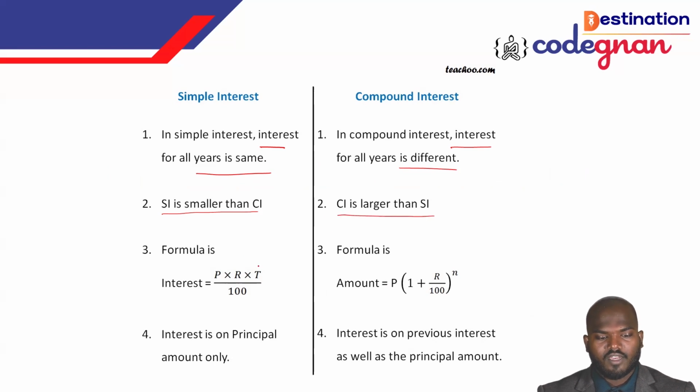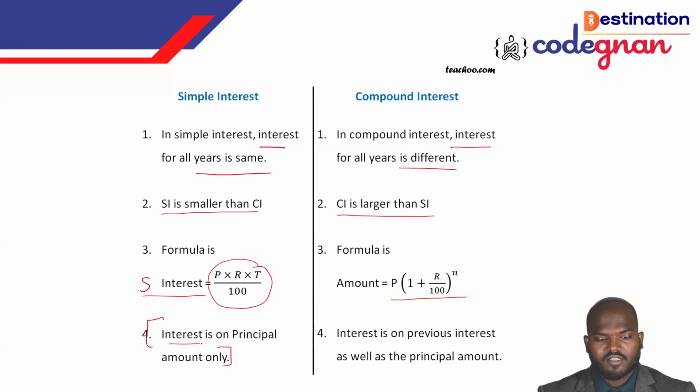With the formula, we can derive the simple interest, which we call PRT by 100. Same here, for finding the amount, we will use A is equal to P times (1 plus R by 100) whole power N. Okay, so this is a very important definition. This definition alone is enough to define what is called simple interest and what is called compound interest. You can say that.